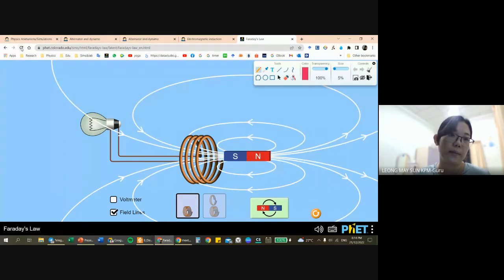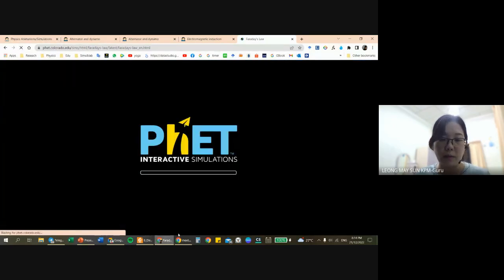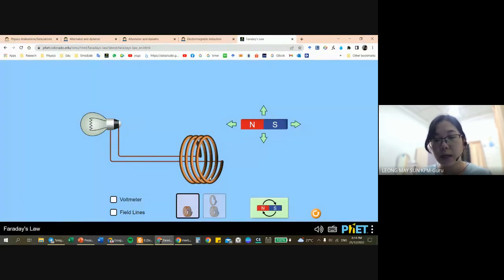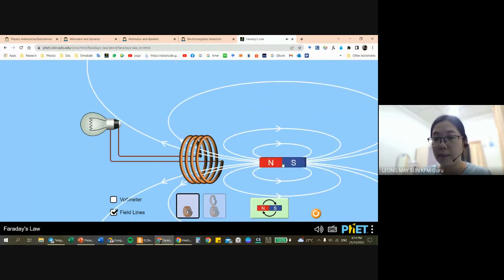So if you look back at this one again, let that render for a while first. How is induced current produced? It is produced when there is a relative motion between the conductor's coil and the magnetic field lines, which means you either make this coil, the wire, the conductor or solenoid move, or you move the permanent magnet.